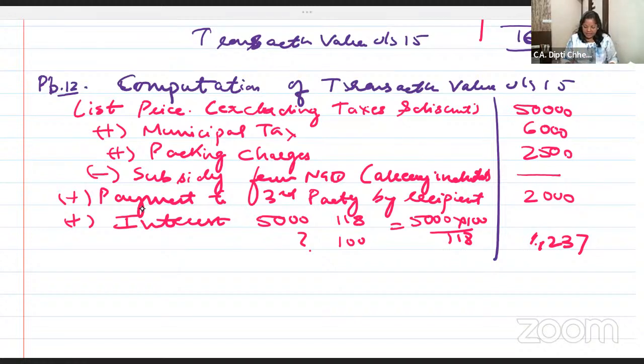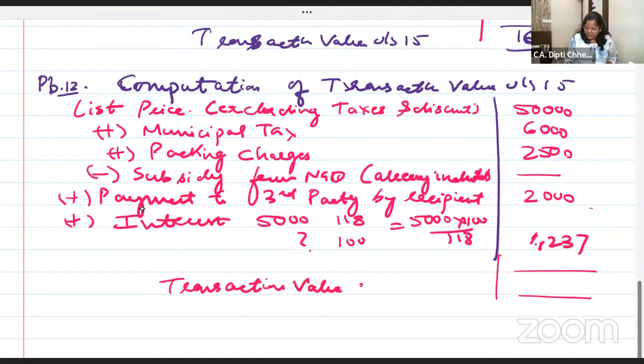Municipal tax we have added, packing charges we have added, subsidy from NGO is already included, let it be, ignore. Third party payment add, interest we have to add but excluding. If it's including, now this is what you get the answer.